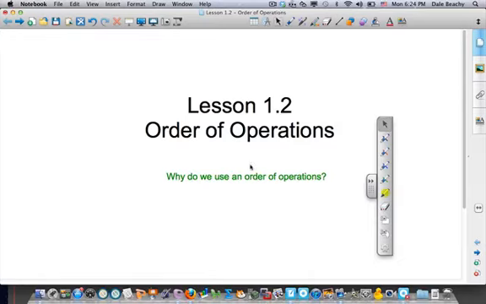This is Lesson 1.2, Order of Operations. As we work through this lesson, I want you to consider the question, why do we use an order of operations?